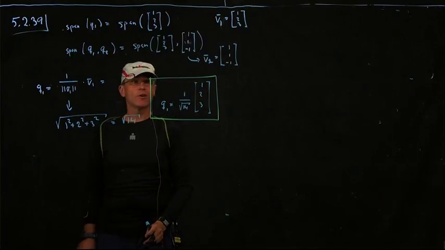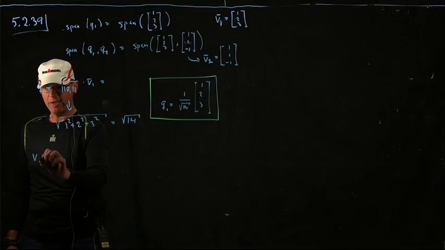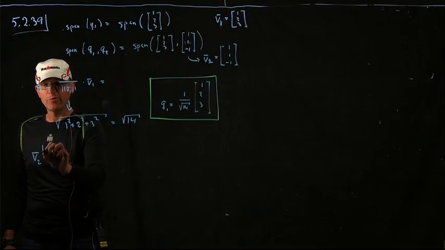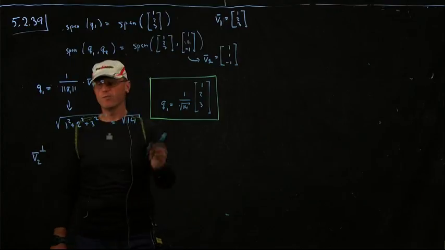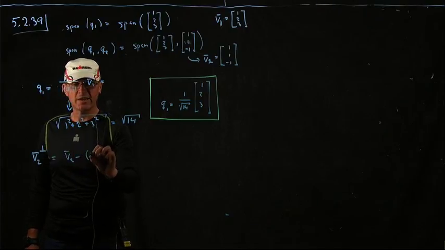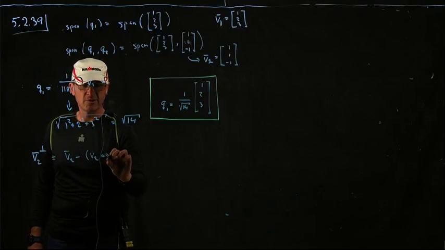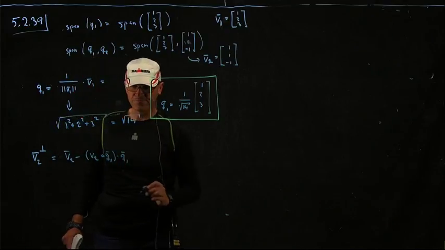Then for our Q2, we're going to play the usual game. We take our V2 and we want to find the part of V2 that's perpendicular to Q1. So V2, subtract V2 dotted Q1 in the Q1 direction.